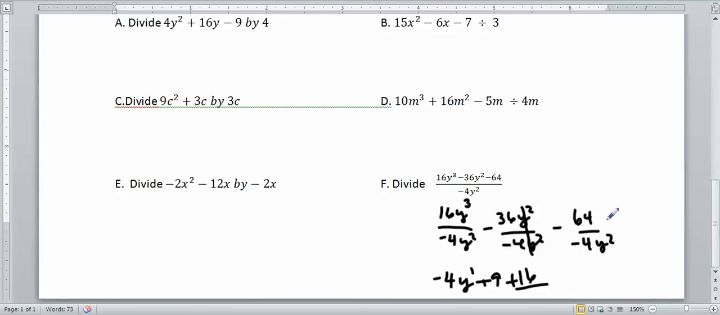However, the y squared doesn't have anything to cancel out with, so the bigger one is y squared, and it's on the bottom, so it stays there. Okay, and so my final answer is negative 4y1 plus 9 plus 16 over y squared. We leave the y squared on the bottom because it didn't have anything to cancel with, and I don't have to simplify that any further.